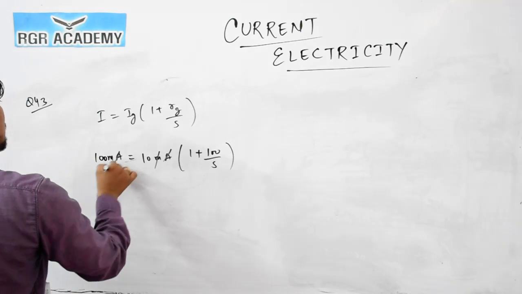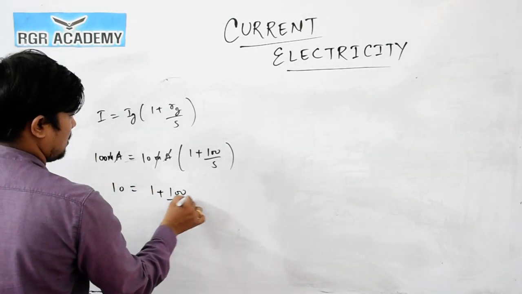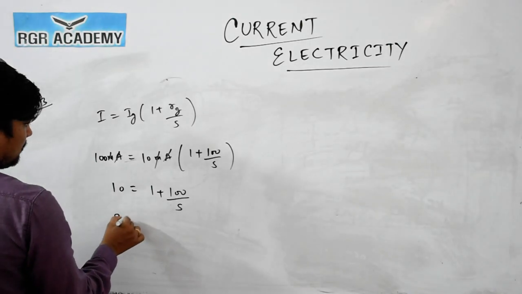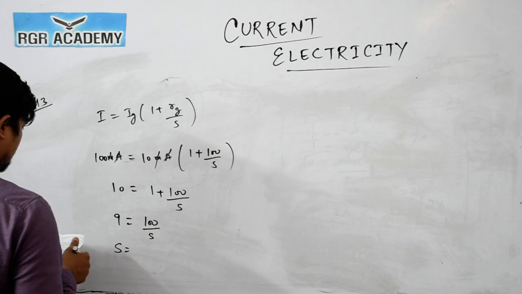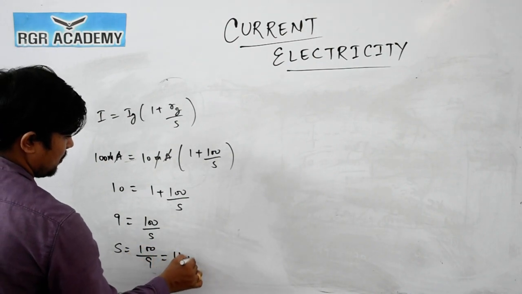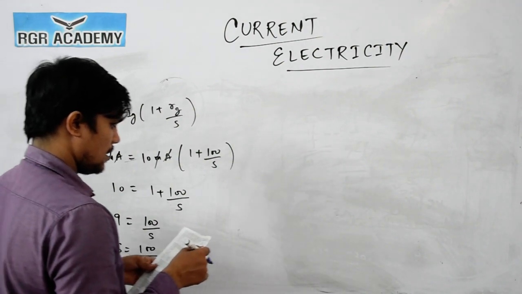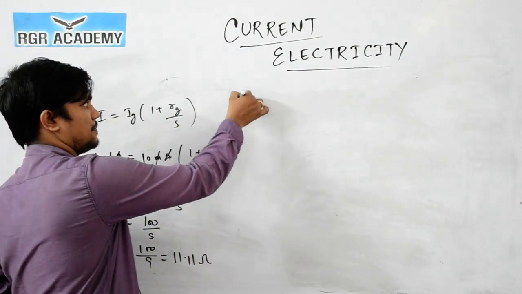So milliampere will cancel out. So what you will get? 10 equals 1 plus 100 by S. So 9 equals 100 by S. So S we can write as 100 by 9. So that is 11.11 ohm. So this question is also very simple. Now question number 44.